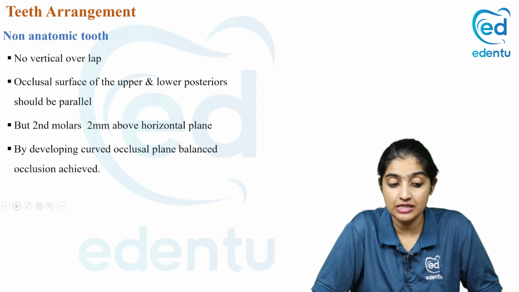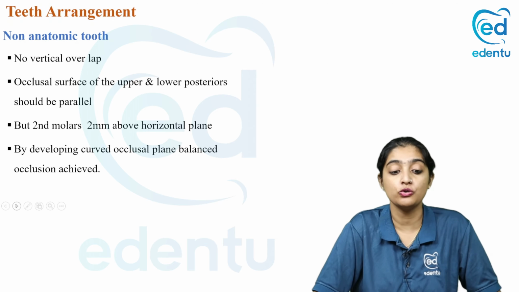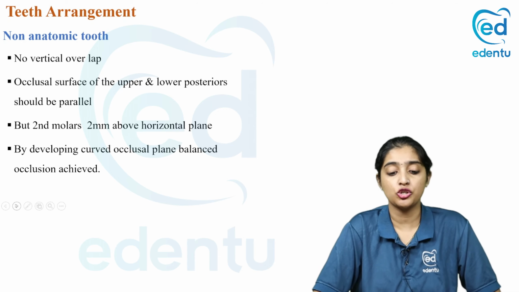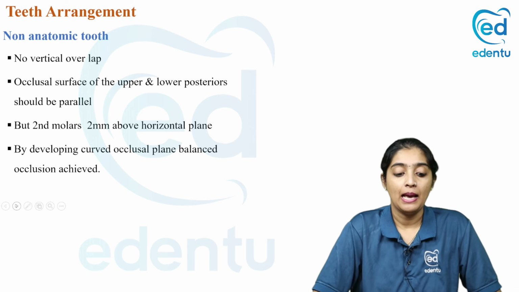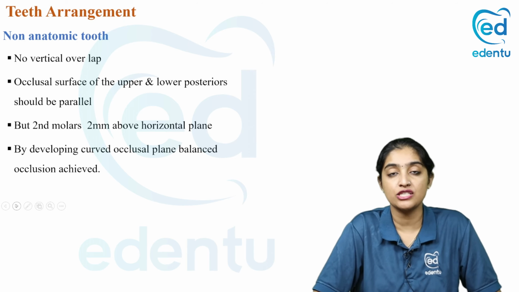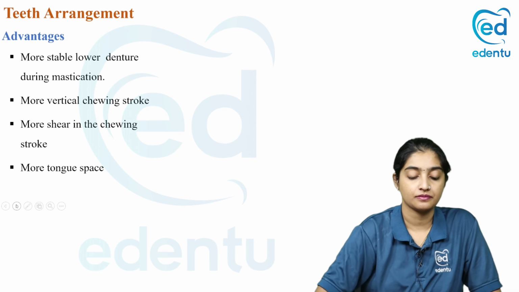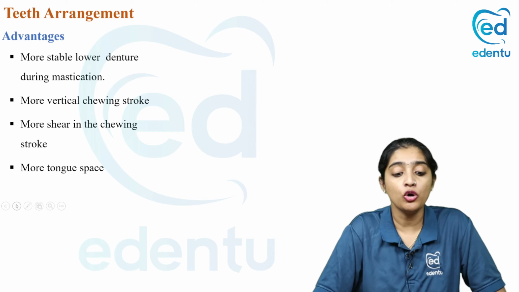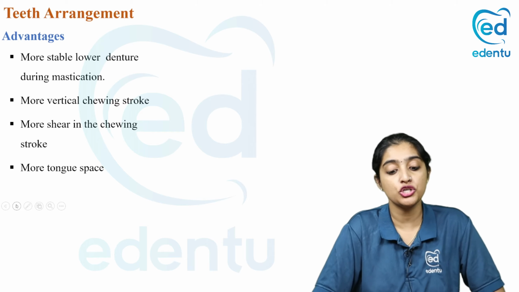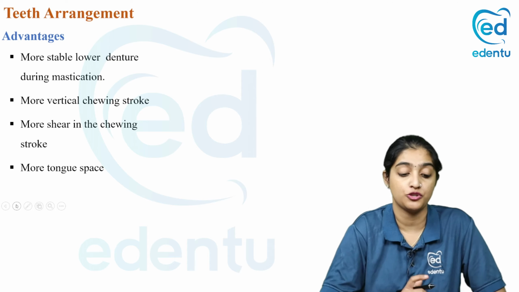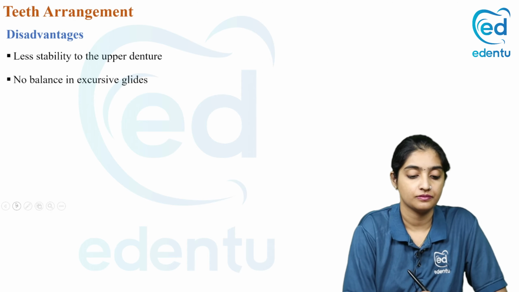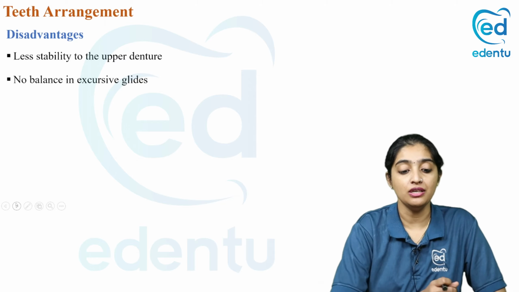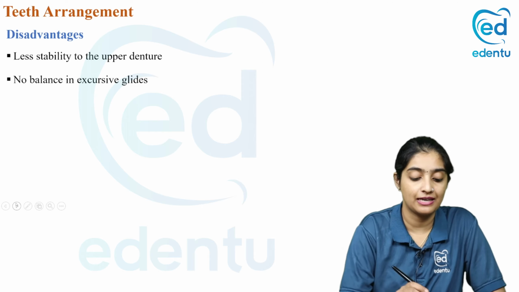With non-anatomic teeth, there is no vertical overlap. The occlusal surfaces of the upper and lower posteriors should be parallel to each other, but the second molar should be 2 mm above the horizontal plane. By developing a curved occlusal plane, balanced occlusion can be achieved. The advantages are a more stable lower denture during mastication, a more vertical chewing stroke, more shear on the chewing stroke, and more tongue space. The disadvantages are less stability of the upper denture and no balance in the excursive glides.